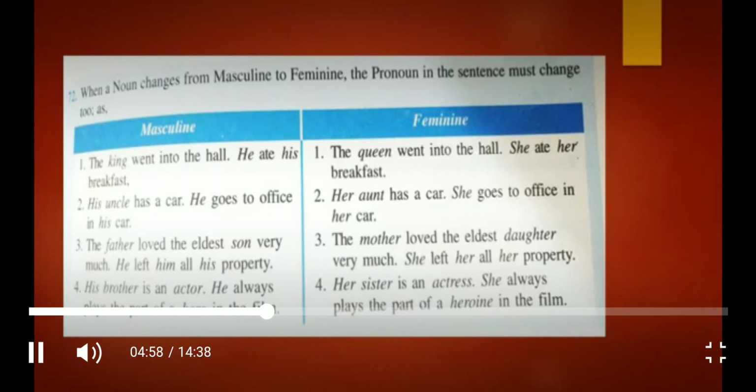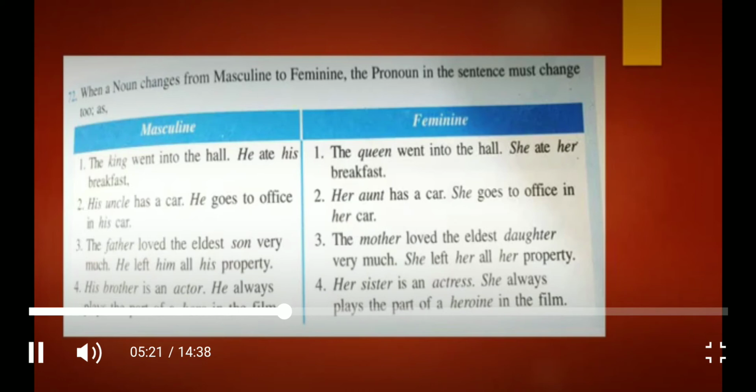She ate her breakfast. His uncle has a car. He goes to office in his car. Her aunt has a car. She goes to office in her car. So when you get such sentences, you have to underline what all you have to change.